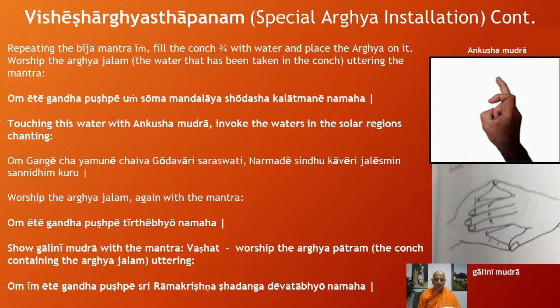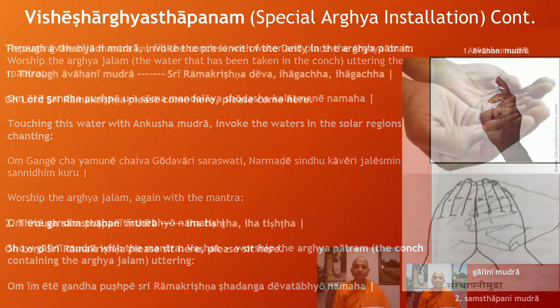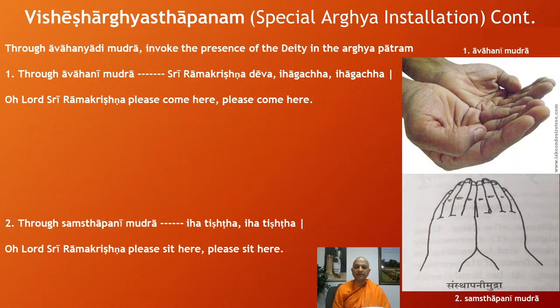Through the Avahanadi mudras, there are 5 avahana mudras. Avahana means inviting, invocation. Avahanadi mudra includes the avahani plus all the other mudras, 5 in all. Through the Avahanadi mudras, invoke the presence of the deity you are going to worship in the Arghya Patram, the conch, as follows. Because we are invoking Sri Ramakrishna, if it were Ganesha, it would be Ganesha; Saraswati, Saraswati; Shiva, Shiva; Durga, Durga. Now we are doing it for Ramakrishna through the Avahani Mudra.